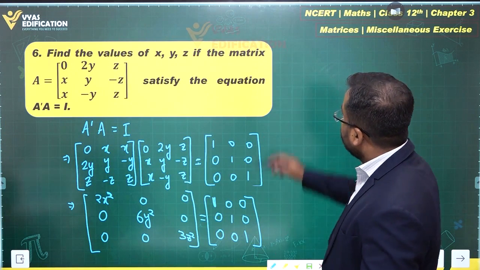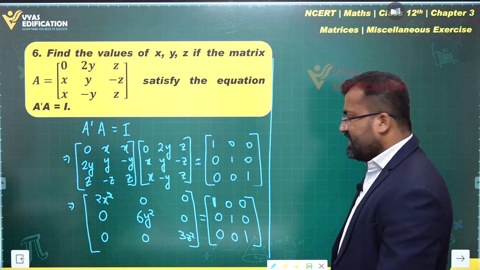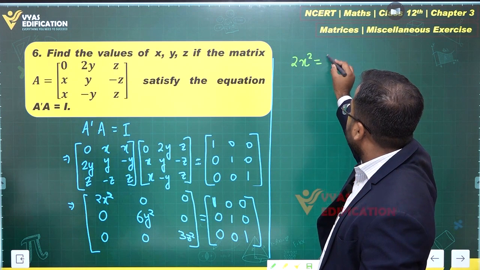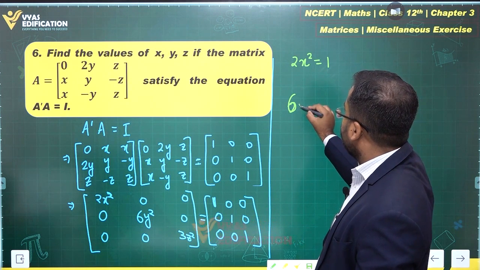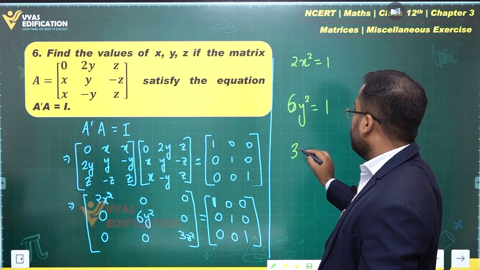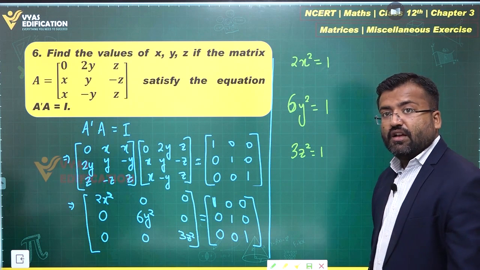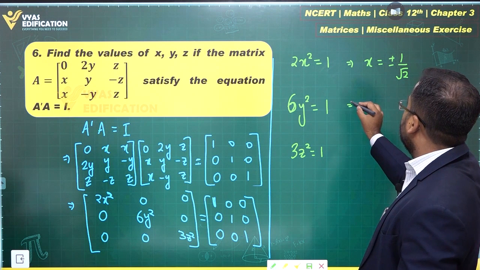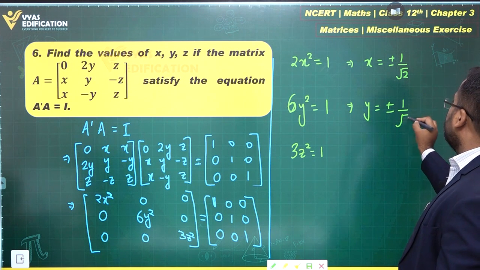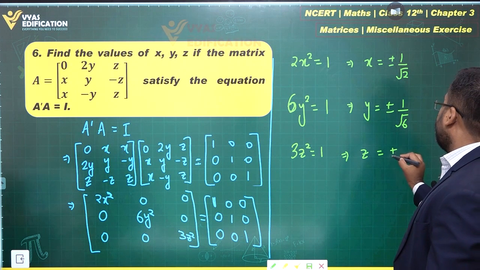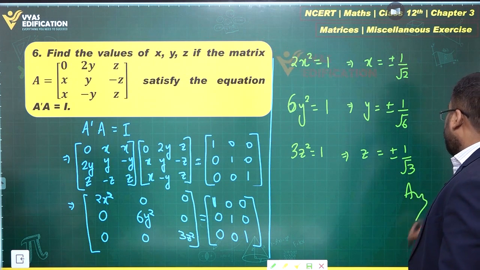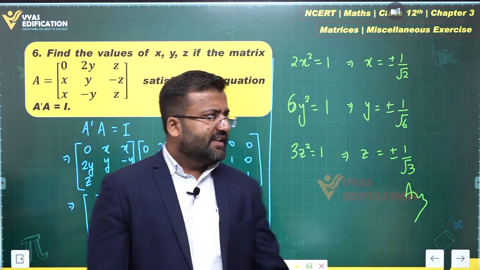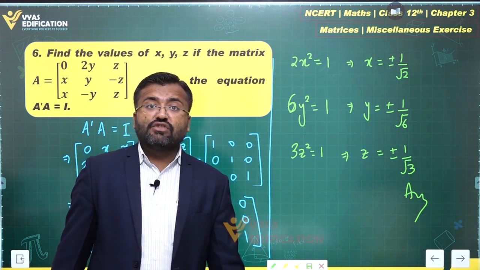And after this, what you want to do is simply compare, right? Compare and form equations in terms of x, y and z. So we see that 2x square will be equal to 1, 6y square will be equal to 1, and 3z square will be equal to 1. This is what you get. And from here you may observe that x will be equal to plus minus 1 over root 2, y will be equal to plus minus 1 over root 6, and z would be equal to plus minus 1 over root 3, and that is my answer for this question. That's all for this question. Is that all? Yes. Those are the values of x, y and z.